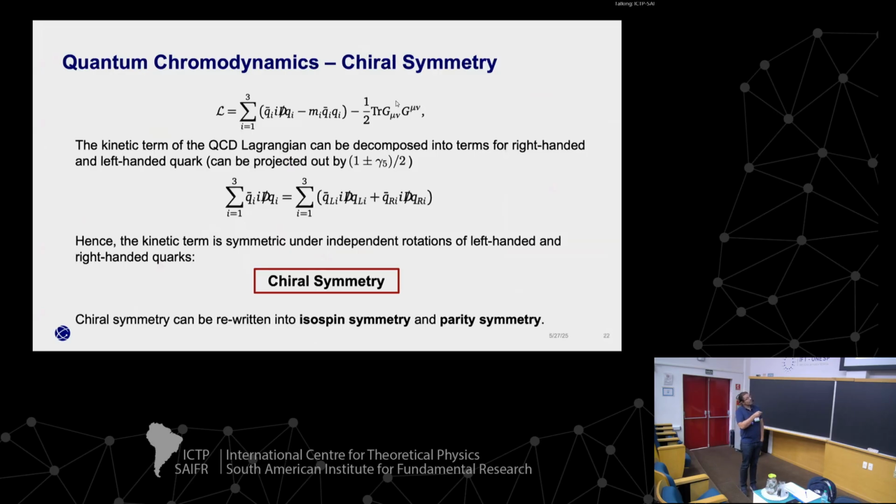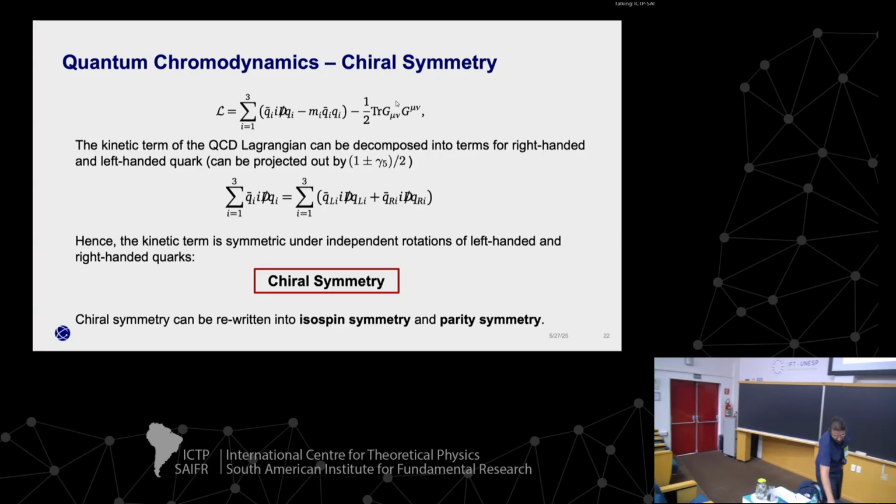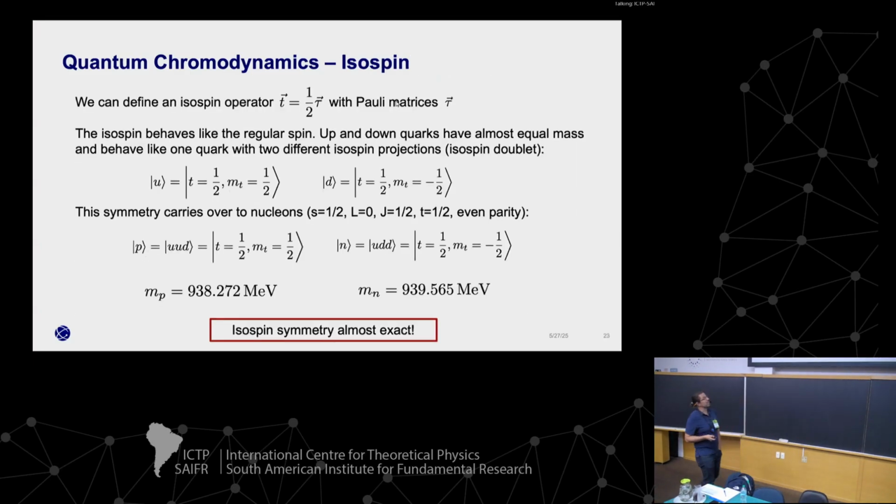Okay, so if you decompose the kinetic term, you find something like this, and you see that you have left-handed and right-handed quarks, they split completely, and so you can rotate them independently. You would still get the same physics of the system. So if the properties of the system don't change by applying some rotation or some transformation, you have a symmetry, and this is chiral symmetry. So the independent rotation of the left and right-handed quarks. And you can rewrite this actually into an isospin symmetry and a parity symmetry, but basically this would be chiral symmetry. Now, what does this mean?